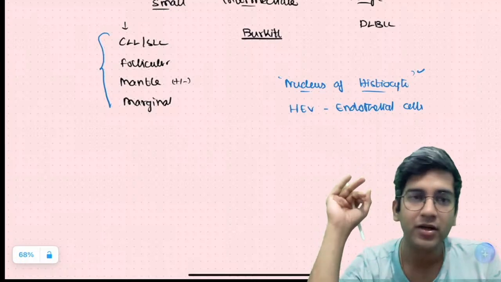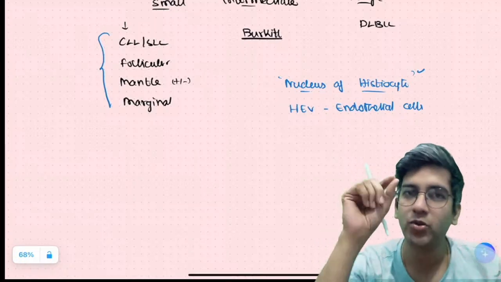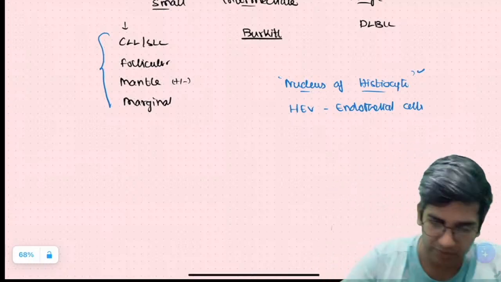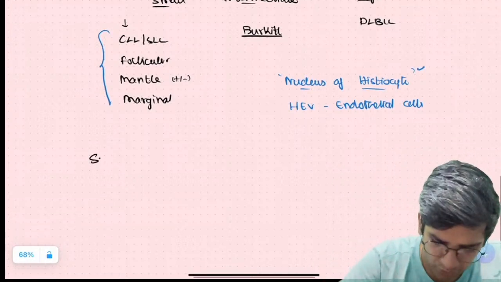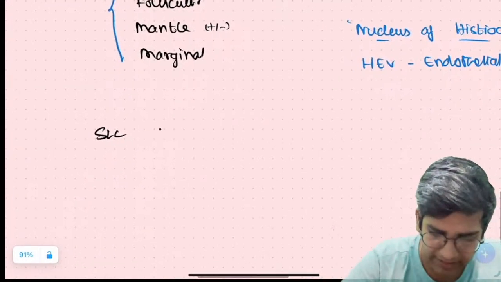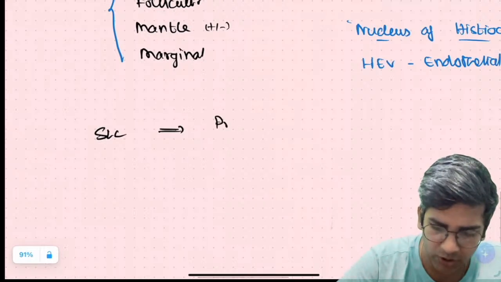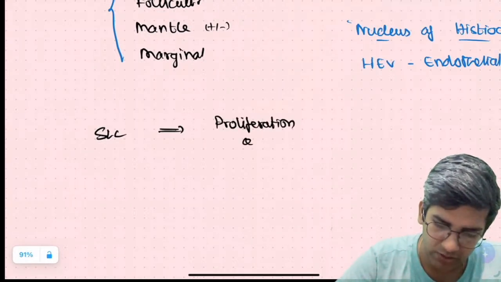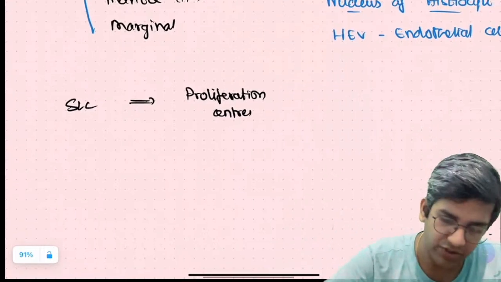If you don't have it, go back to the RxDx app and look at the different case slides available, and see whether whatever we read is right or not. So CLL or SLL, by default, SLL will have a finding called proliferation centers.